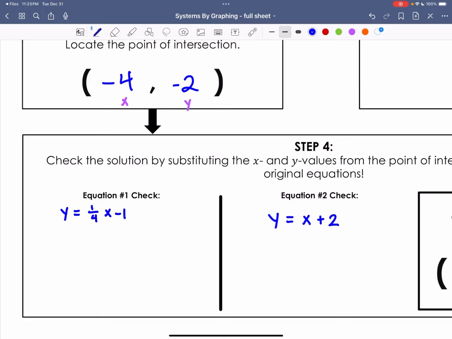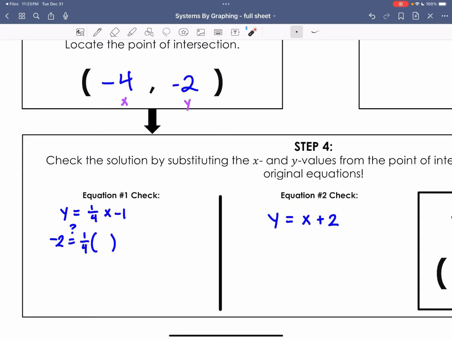statement in the end. So starting off, instead of y equals, our y value from the point of intersection is -2. And then I am going to put a question mark because I'm not sure if this is correct. And so it equals 1/4 times x, but instead of x, we are going to substitute in the x from our solution, which we believe is -4, and then subtract 1. So at this point, you have a few ways that you can do this. You can either use order of operations. If your teacher is okay with it, you can type it into your calculator, but we need to figure out what each side equals. So the first side is just -2, so easy peasy.